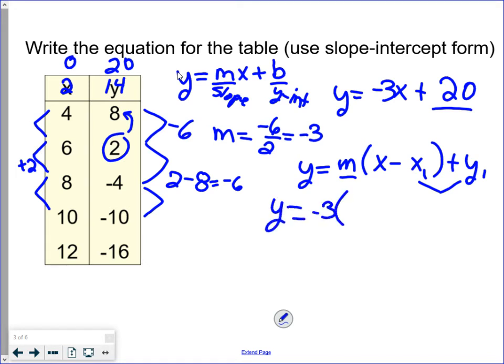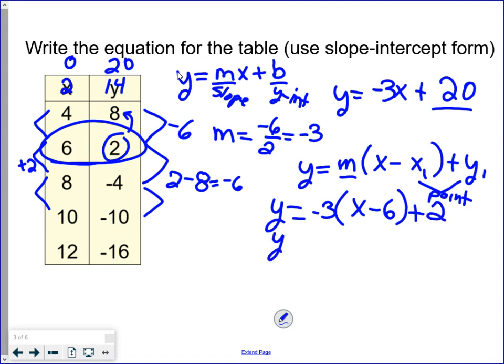If we choose a point on the line, which one do we want to choose? I'm going to choose this 6 and 2. Any point will work. I'm choosing 6 and 2. So we're going to have our x minus, here's our point. This is our point. So here's our x and our y we're going to put here. We chose 6 for our x, and our y is 2.